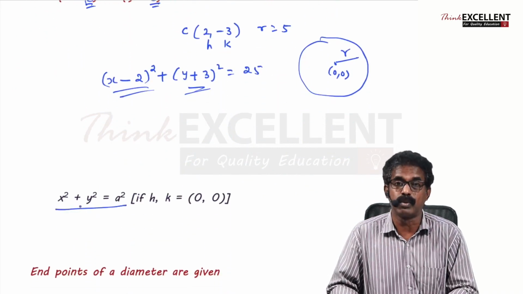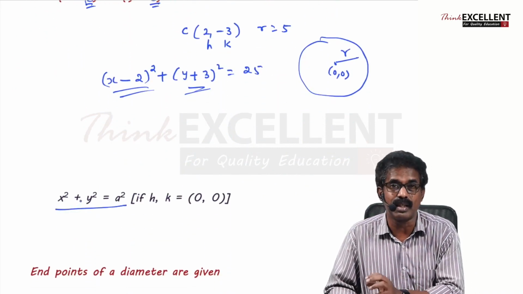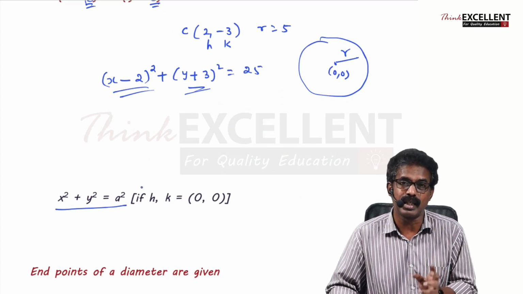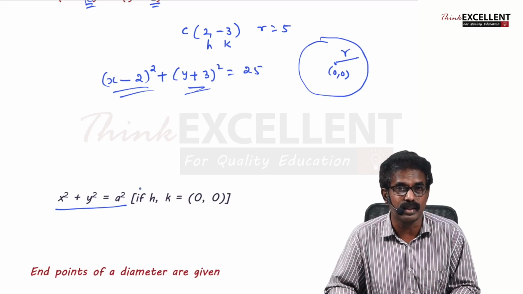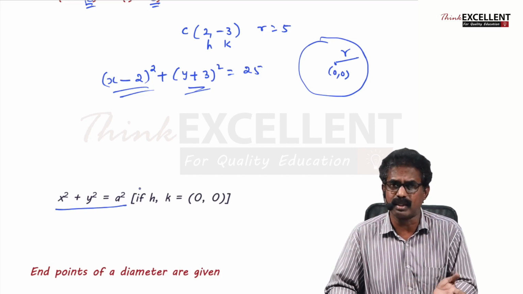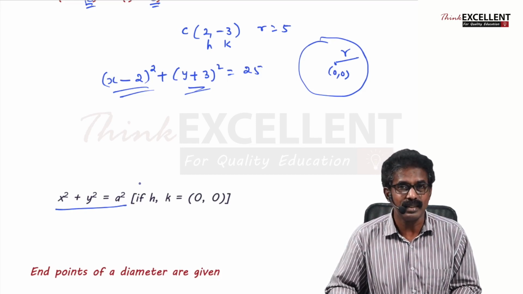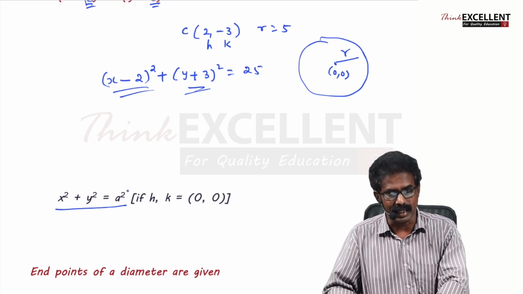x square plus y square equal to a square if the radius is a. If the radius is r, r square. Because here h, k, both the values are zeros. So this is also a particular case of that only. So this is the first type. Here they give center and radius. Now let us go for the second type.